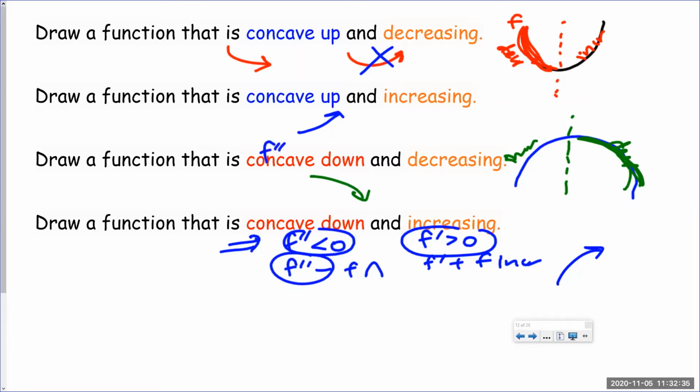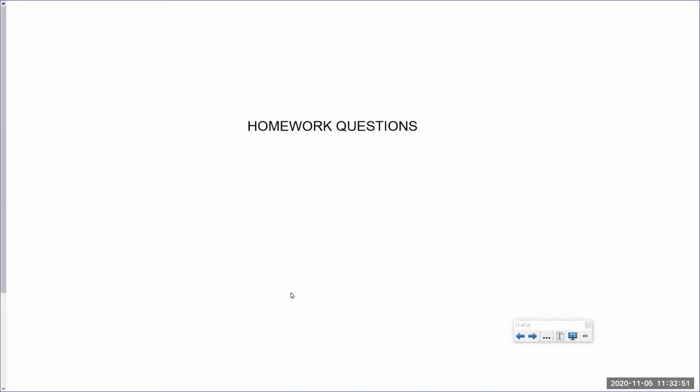Like here, they could say F double prime negative or F double prime less than 0. For decreasing, they can just say that F prime is less than 0. And you have to understand, that's the same exact thing as what I have here on the board. You guys good with that? Okay, is there anything else I need to cover with you on your notes? That's it, right? Okay, let's look at homework questions, guys.